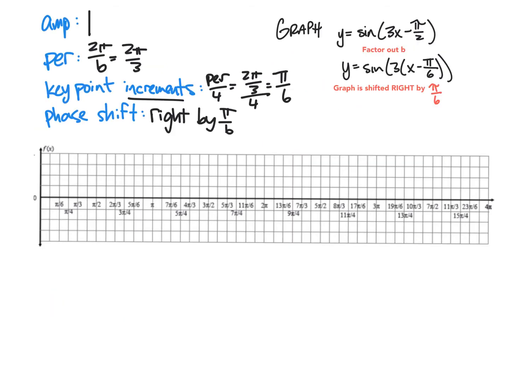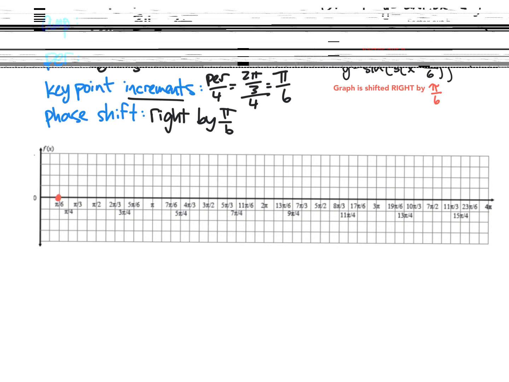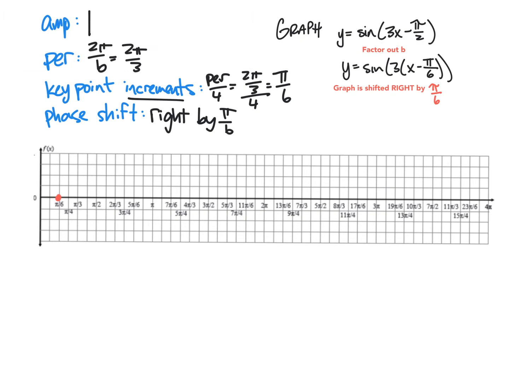Okay, so we know the basic shape of the sine graph. We know that it's shifted. Let's start graphing this. It's shifted right by pi over 6. So the sine function usually starts at the origin, and now it's going to start at pi over 6. Because the period is 2 pi over 3, it would normally end at 2 pi over 3, but instead we have to add pi over 6 plus 2 pi over 3, which is just pi over 6 plus 4 pi over 6, which is 5 pi over 6. That's going to give me my ending point of sine.